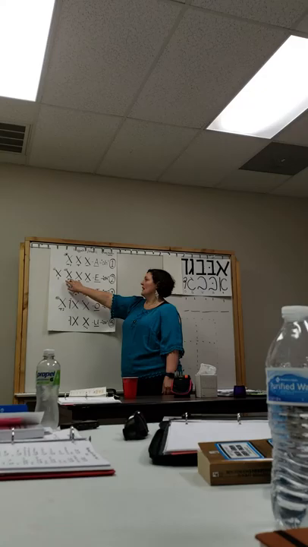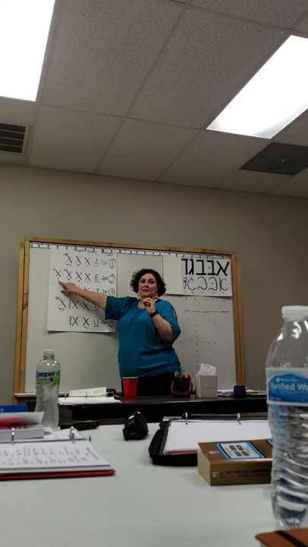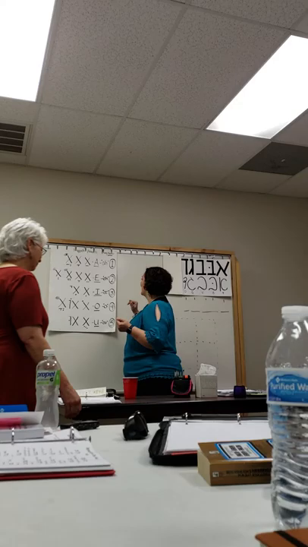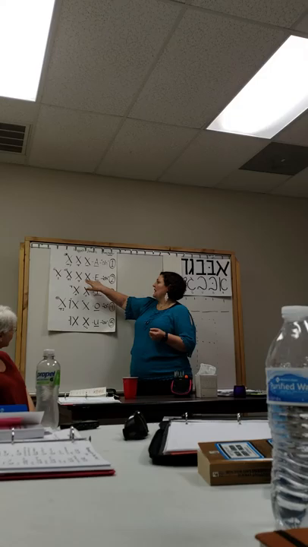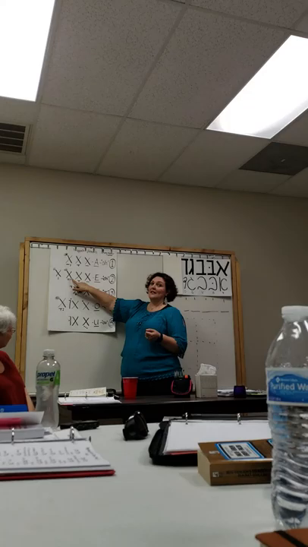All right. The next ones, all of these say eh, little short eh. They transliterate into English as an E. So we have two dots, eh. Three dots, eh. Five dots, eh. This one is a short eh, right? Or it'll be silent, depending on where it is. Okay?